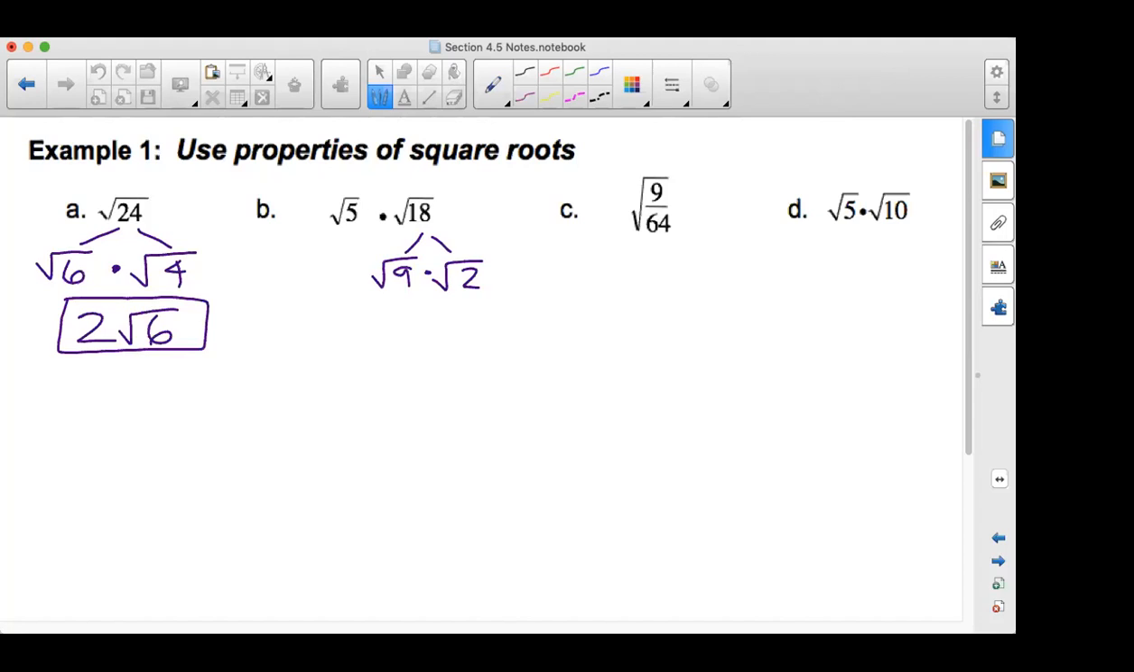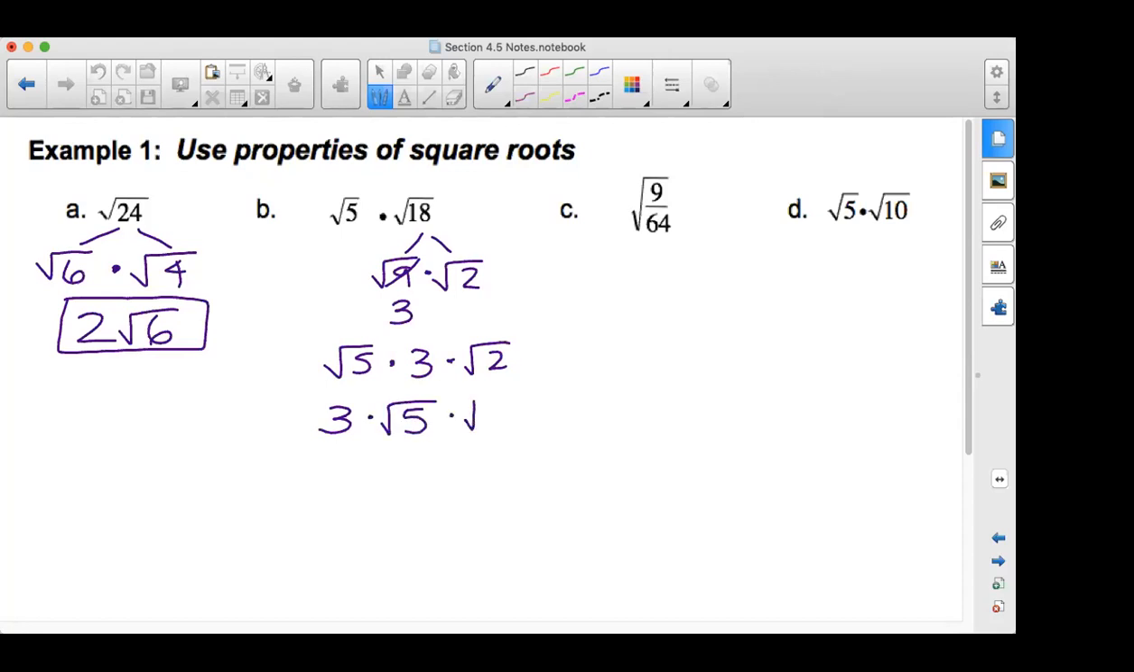So now what can simplify more from the root 2 and root 9? 9 can become 3. Yep. So now we have this root 5 being multiplied to 3 and root 2. Now we always bring that number to the front. So let's bring that 3 to the front. And now we still have this root 2 and root 5.